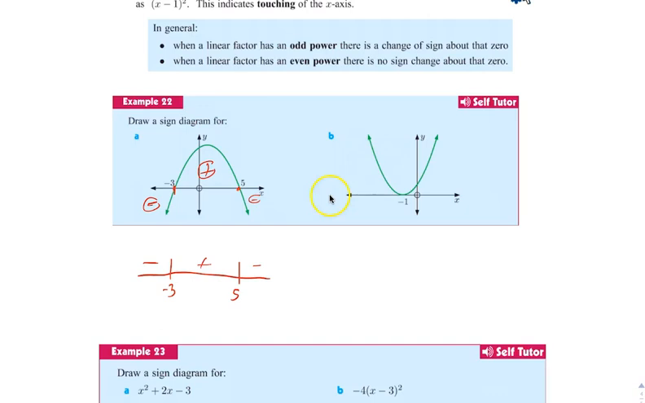Do the same thing over here. Now it does hit the x-axis, so I will put a mark at -1. But before it, it's all above the x-axis, and after it's all above the x-axis, so it's plus and plus. That's the sign diagram there.